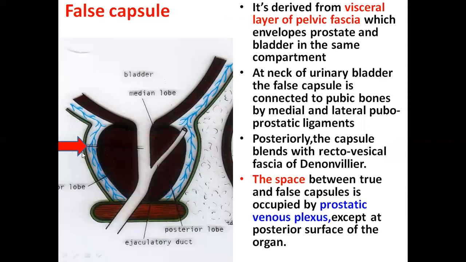Now see here, the outermost green line is the false capsule, which is derived from the visceral layer of the pelvic fascia, enveloping the prostate, the same thing as we have seen with the urinary bladder. If you observe from this picture, the black line is indicating the true capsule, and the green line is indicating the false capsule. Between the true capsule and false capsule, we are seeing this bluish venous network. This bluish venous network is nothing but the prostatic venous plexus.